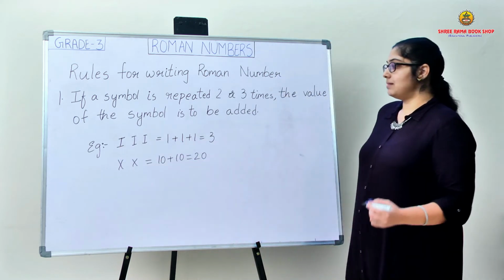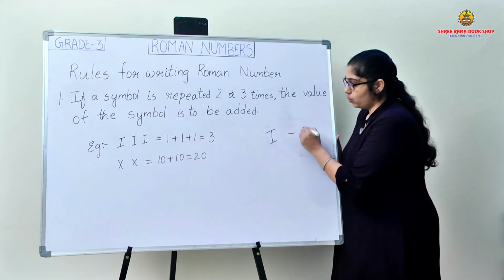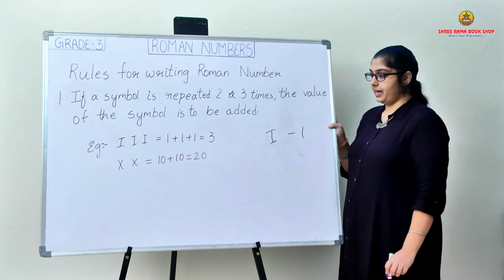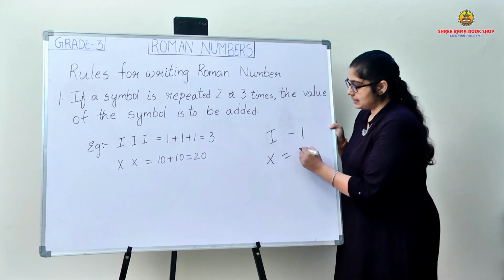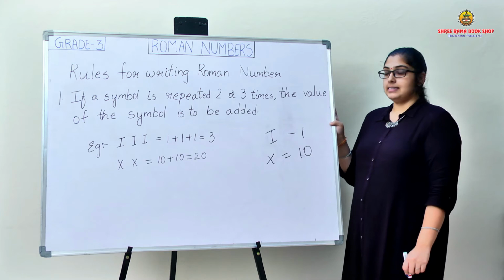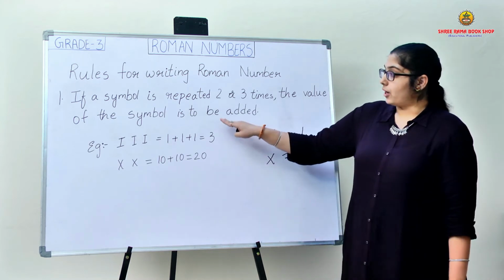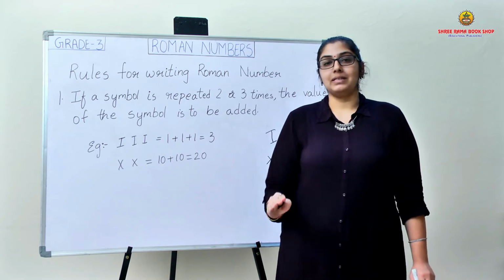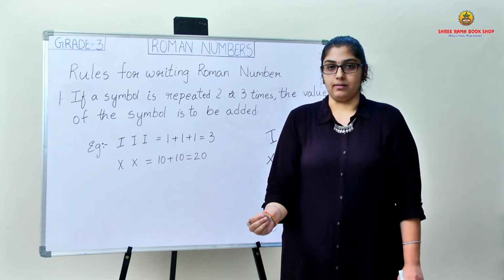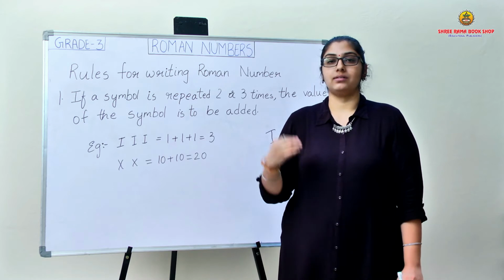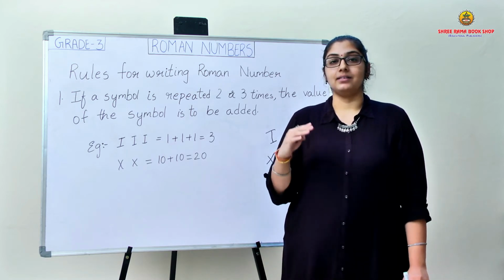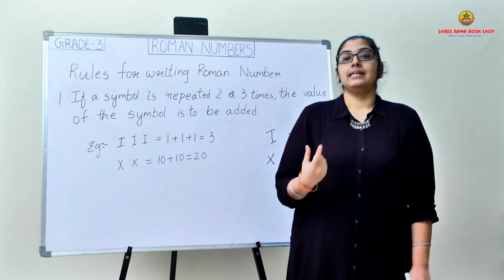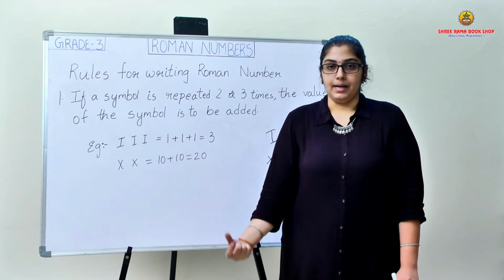In Roman symbols, I represents 1 in the Indo-Arabic system, right? And X represents 10 in the Indo-Arabic system. So, from rule number 1, we can say that if I repeat a Roman symbol more than one time, like 2 or 3 times, I need to add the value of that Roman symbol so that I get the number.